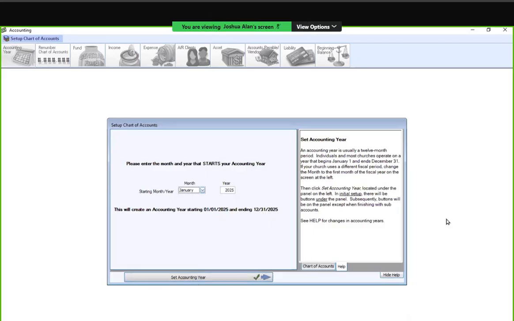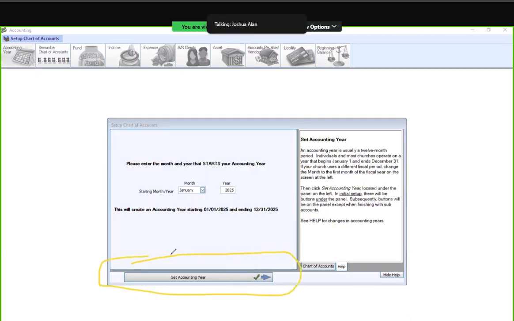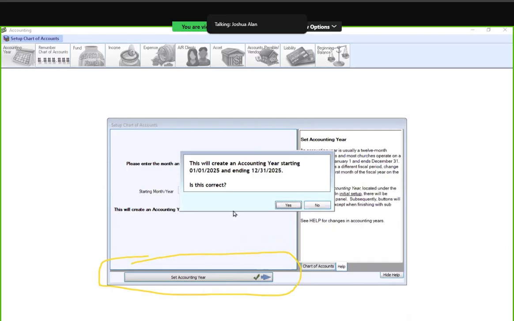So we're going to click this Set Accounting Year button at the very bottom, right down here, okay? All of these have a button at the bottom that allows us to proceed onto the next page. So now when I click on that, it says, hey, this is going to create the accounting year that I just stated, and is it correct? If it's not, I'm going to say no and go back and fix it, but it is right. We're going to click yes.